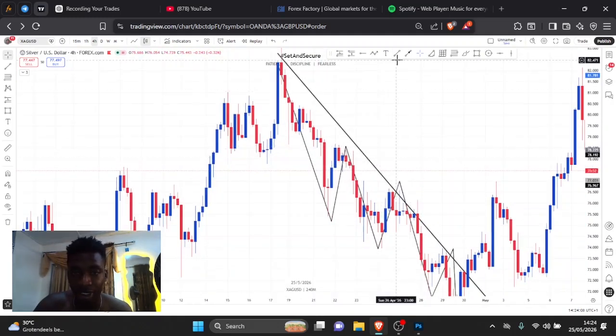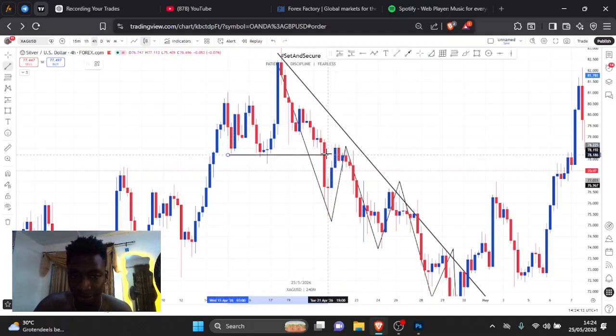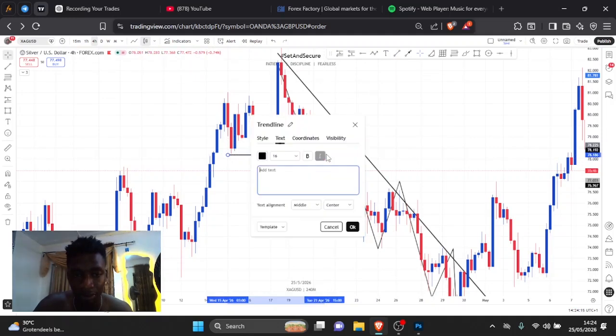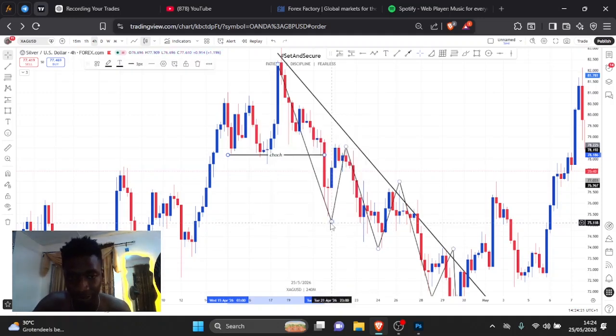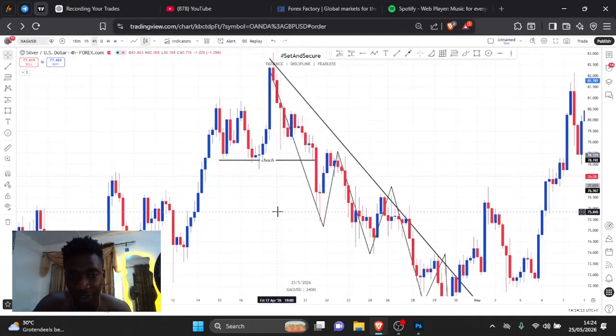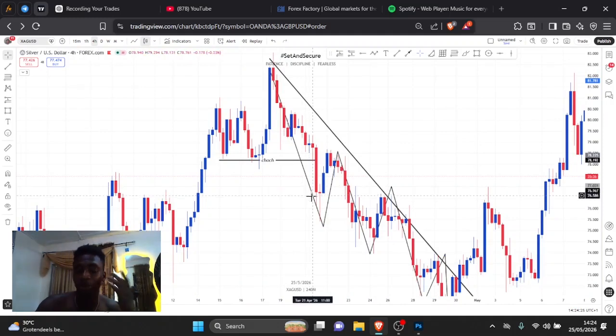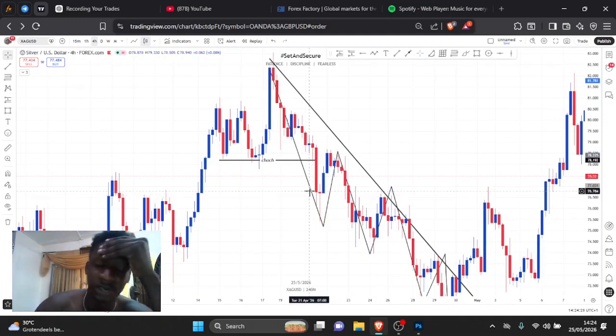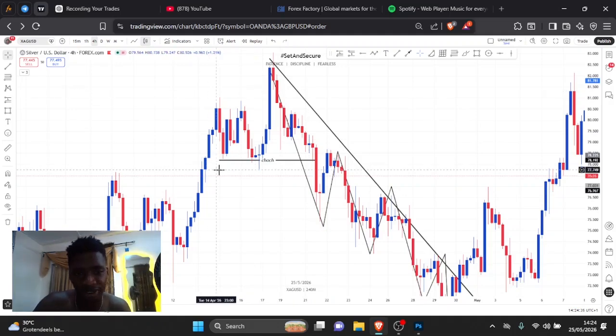Now, I'm using XAUUSD because it has one of the nicest structures currently. Right, so this is a change of character. Now that we understand this is a change of character, we are not going to put all our focus towards the upside. We only want to look for setups going to the downside, because the 4 hour has created a change of character.